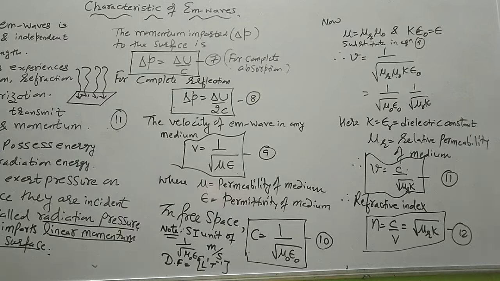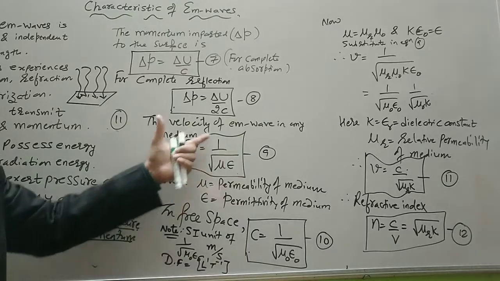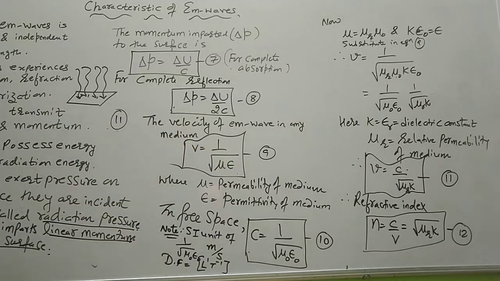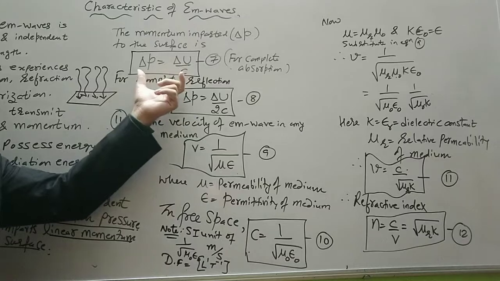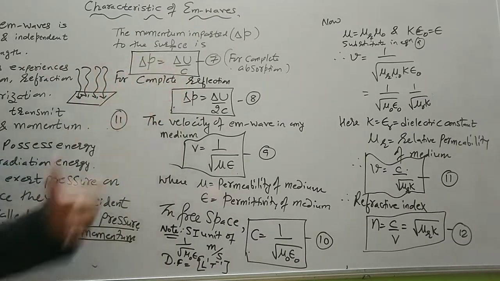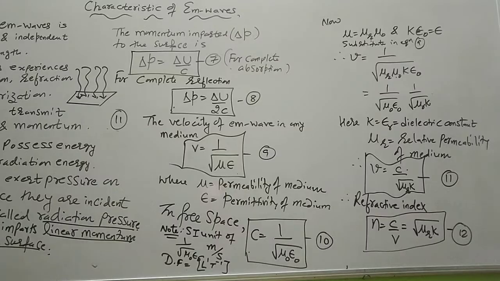So these are the characteristics of the electromagnetic waves. There are many more characteristics of these electromagnetic waves. All the formulas which are written here in the box are important for the numericals. We are not giving the derivation, we accept it without a proof.